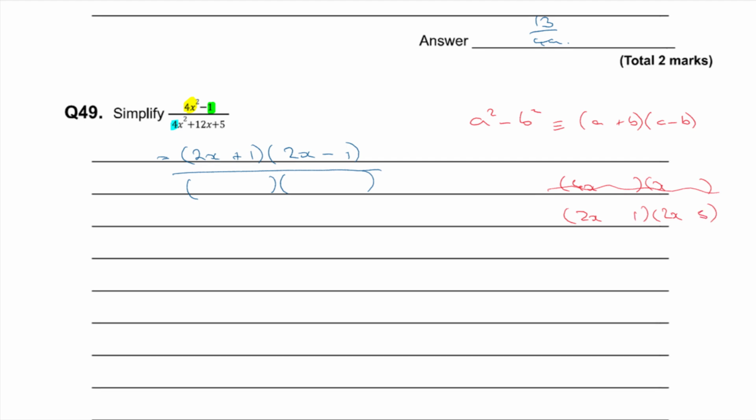So 2x times 5 is 10. 1 times 2x is 2. 10 and 2 is 12. So that does work, doesn't it? So it does factorize like that. So I'm going to get 2x plus 1 and 2x plus 5.